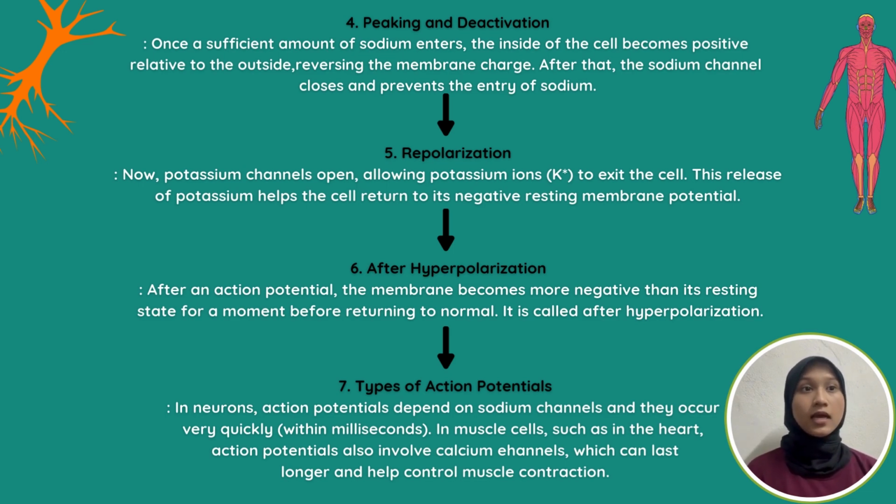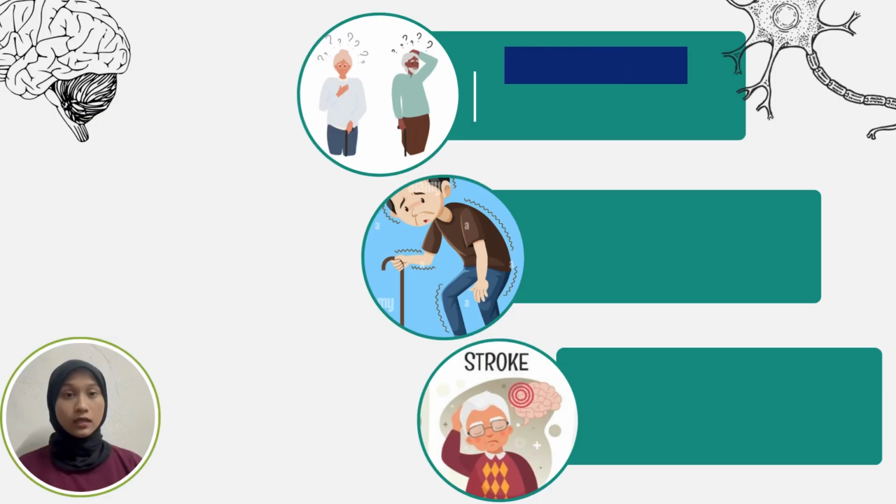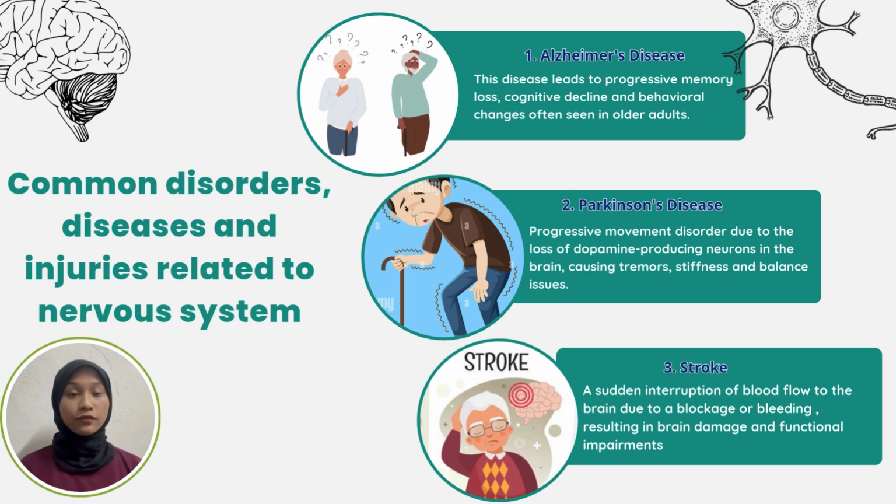And the last step, types of action potentials. In neurons, action potentials depend on sodium channels and they occur very quickly, within milliseconds. In muscle cells, such as in the heart, action potentials also involve calcium, which can last longer and help control muscle contraction. So, in nervous system, we have common disorders, diseases, and injuries.